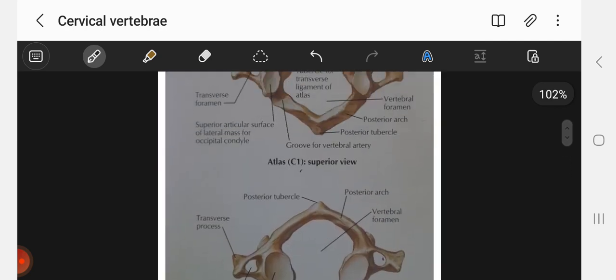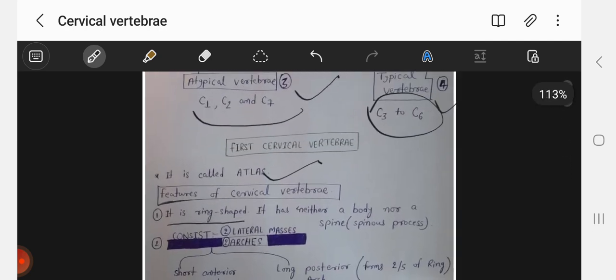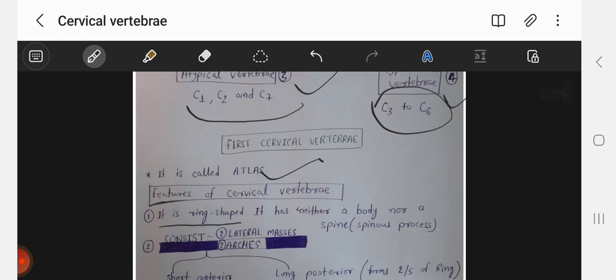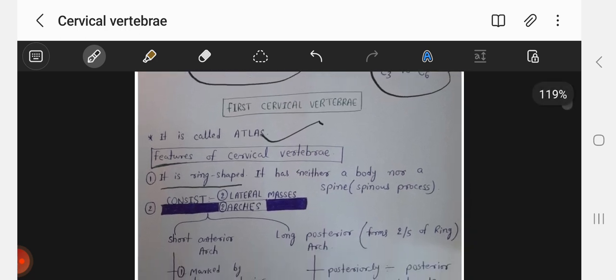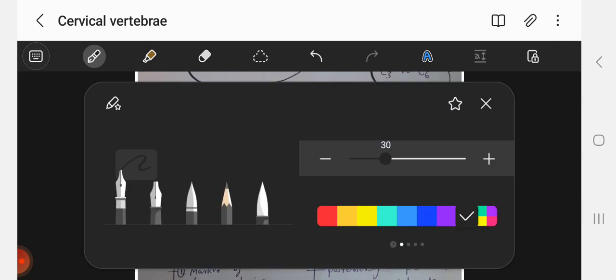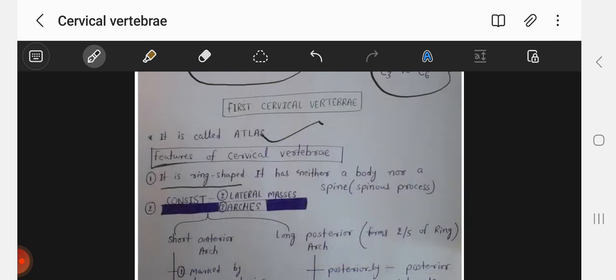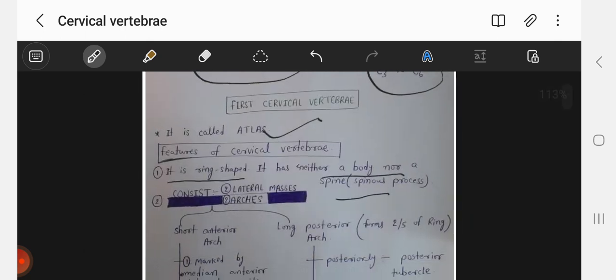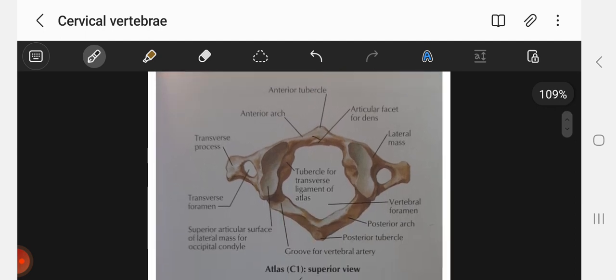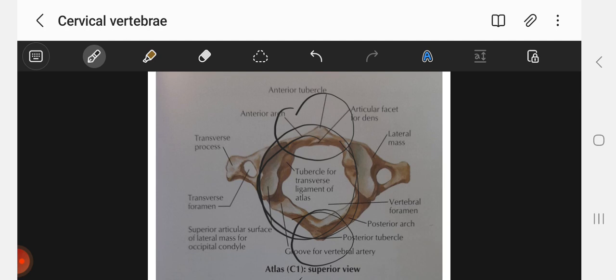So in this video we will discuss the first cervical vertebra. The first cervical vertebra is called the atlas. It is ring shaped and has neither body nor spine. If you look at this image, it closely looks like a ring. It has neither body nor spinous process.